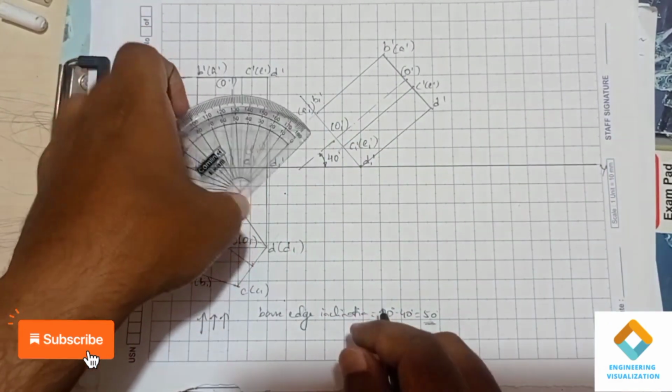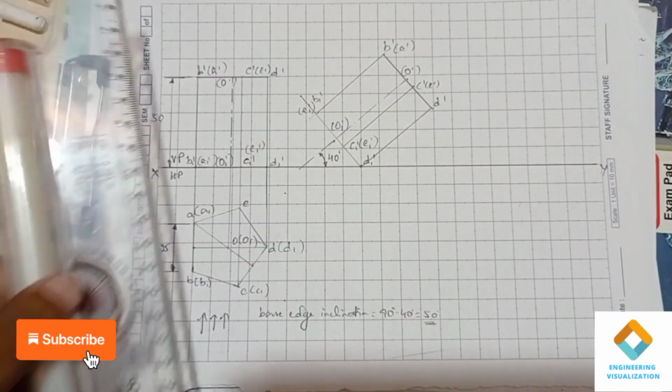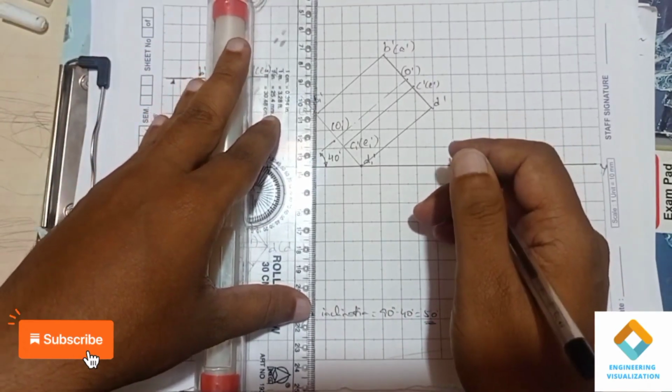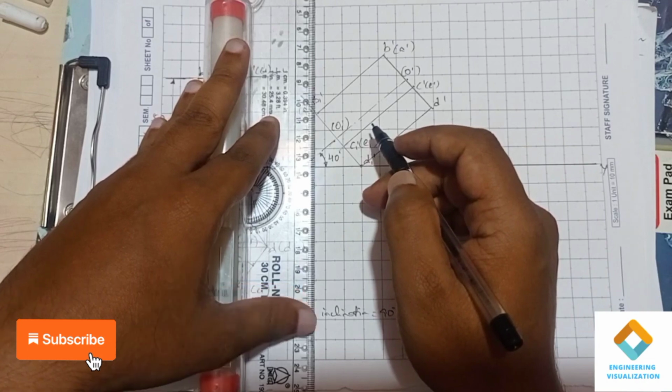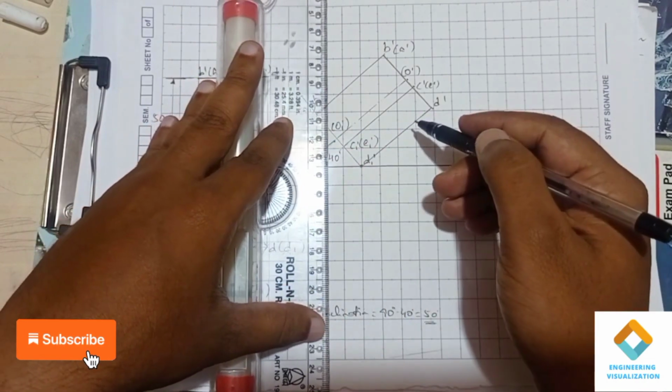Okay, now draw the projection lines downward to complete the second position top view. So draw the projection lines here vertically downward one by one from all these reference points. So draw straight lines.